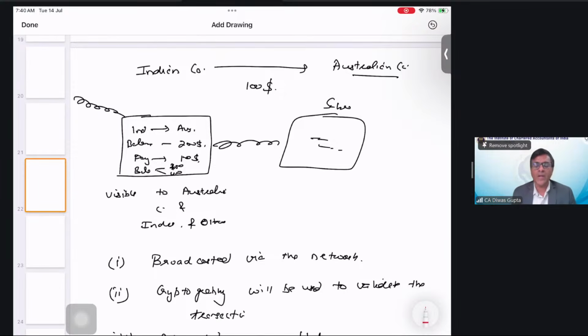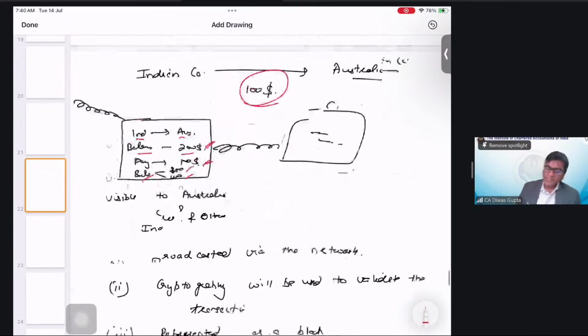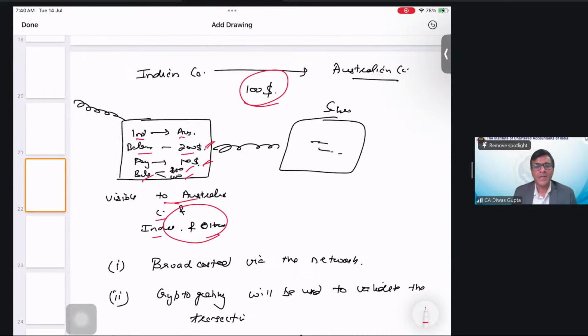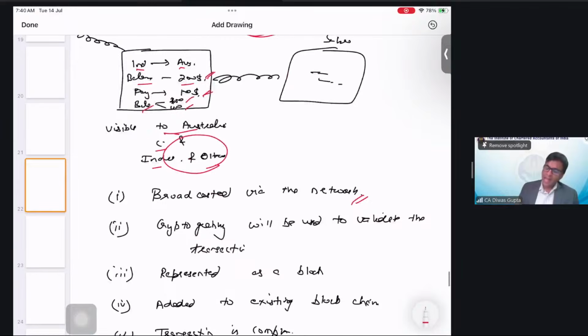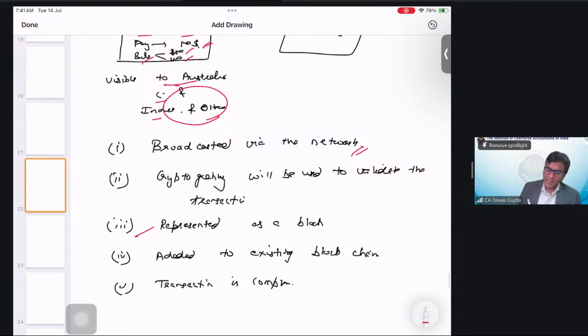So the Indian company has to pay $100 to the Australian company. So what will happen here? There is a block of data which will say that the Indian company has paid the Australian company. The balance is $200. Pay $100. The balance will become $100. This will be visible to the Australian company and the Indian company and even others. This will be broadcasted via the network, and it will be cryptographically stored. Cryptography is applied to this, and it will be stored and extracted. So there will be a validation process to store it, to extract it, to review it. And this will be represented as a block added to the existing blockchain, and hence the transaction is complete.